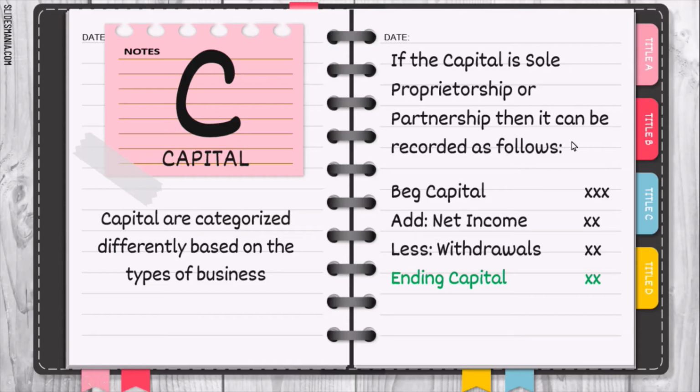If the business is a sole proprietorship or partnership, then the capital can be recorded as follows. We have the beginning capital. We add the net income that came from the income statement. Then we deduct the withdrawal, or what we call the drawings, the personal amount deducted by the owner from the business. After adding the net income less the withdrawal, we have the ending capital. This ending capital will be recorded on your balance sheet.